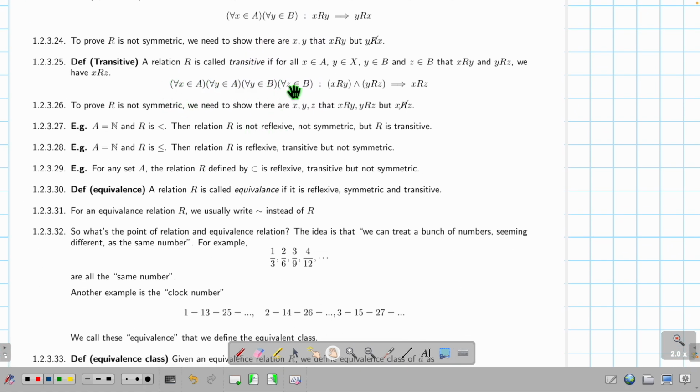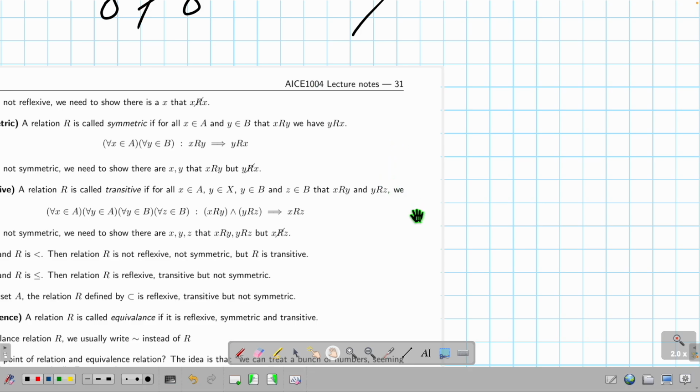And then the last one is transitive. This is a tough one. It means if xRy and yRz, then xRz. These are complicated. Let me give you an example.